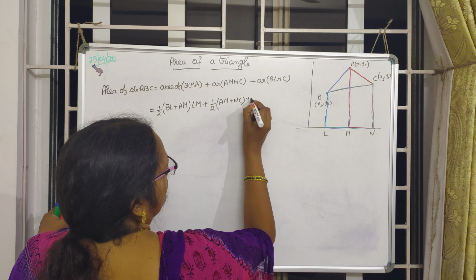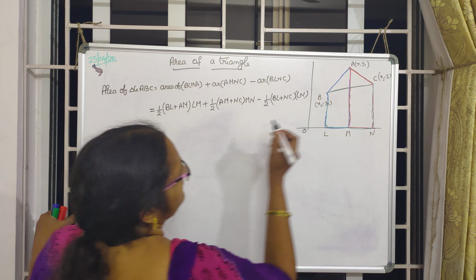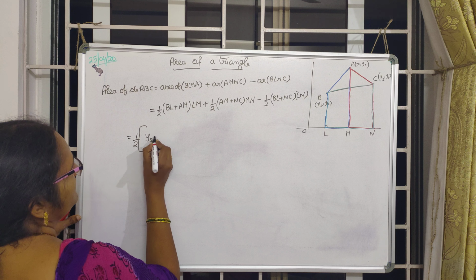Now coming to the values here, half I am taking out as common. BL I need. BL is the distance from the x-axis. The distance from the x-axis represents the y coordinate. What is the y coordinate here? y2 plus AM. AM is the distance from the x-axis. So from this point, what represents the y coordinate? That is y1, times LM.